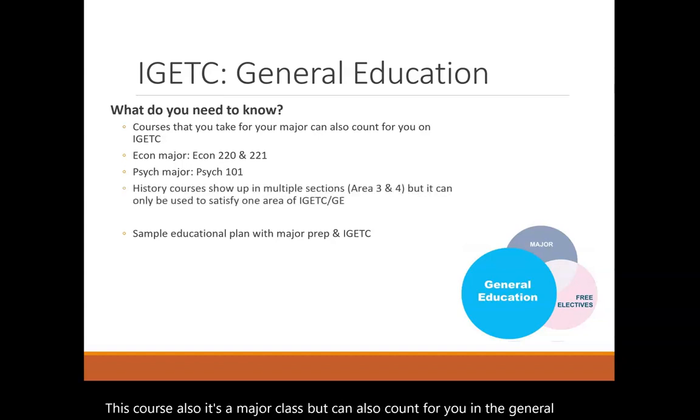History courses show up in multiple sections. You will see them in either area 3 or 4. You can only use the history class in one of the 2 areas. You can use it in area 3 or 4, but not both, and that's your decision. And in a moment, we will be going over a couple other documents, the IGETC, as well as that sample educational plan.